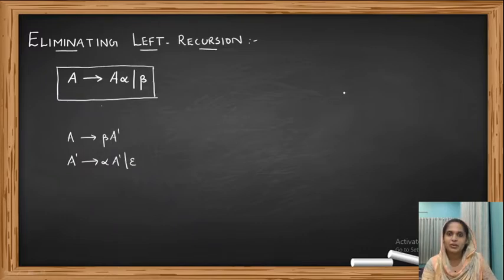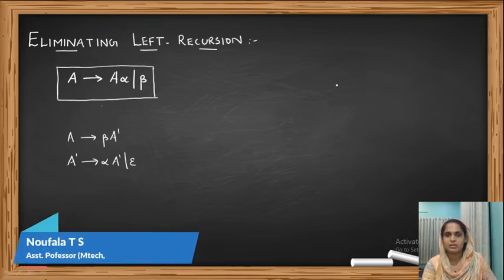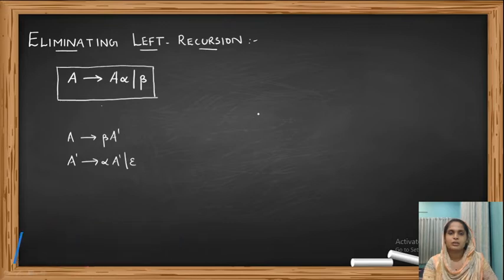In the previous video, we have seen what is left recursion and how we can eliminate left recursion. So in this video, we will be doing more examples on left recursion. So what was left recursion? Left recursion means in the given grammar, if any production is of the form A produces A alpha bar beta, then we call that grammar left recursive, right?